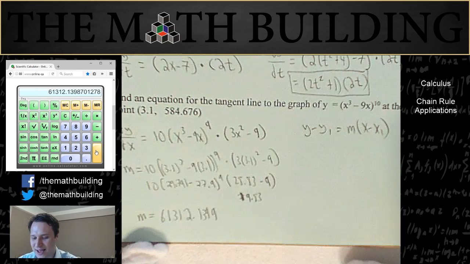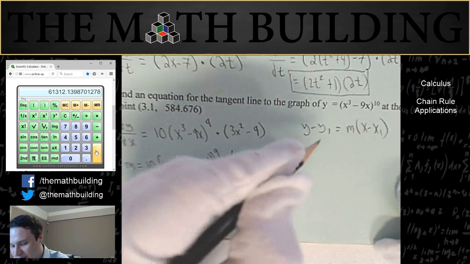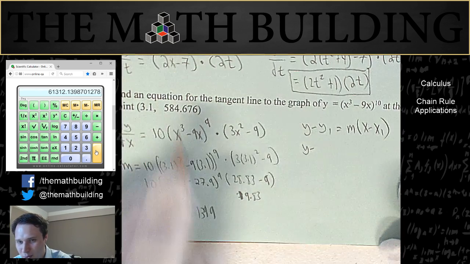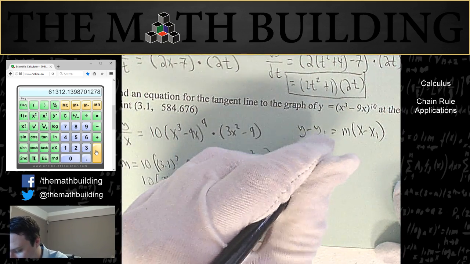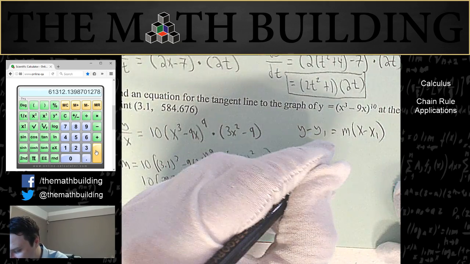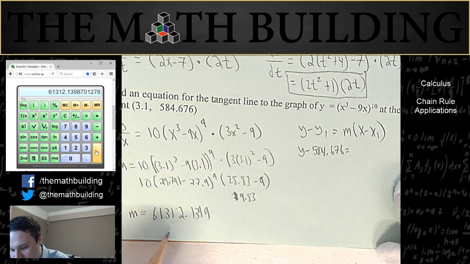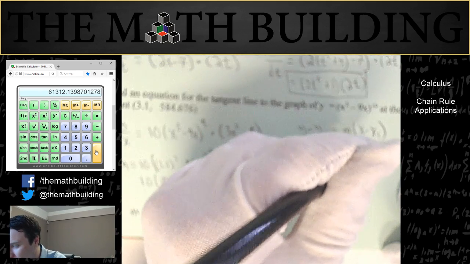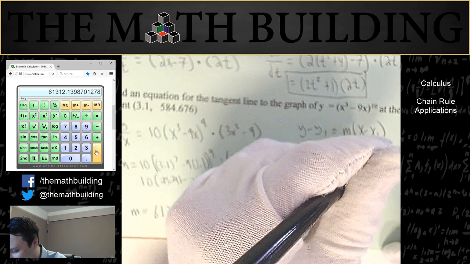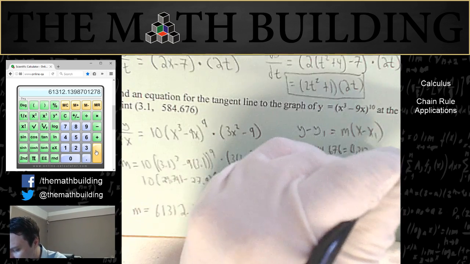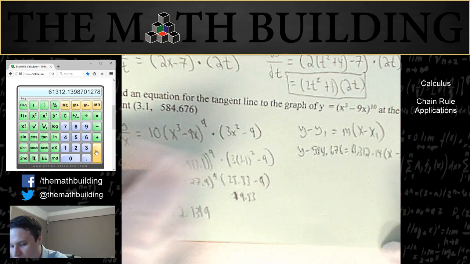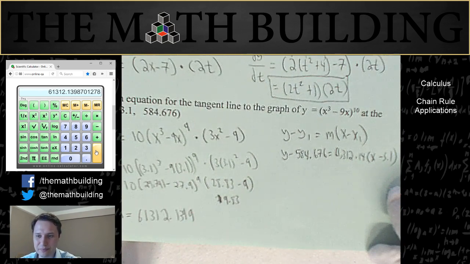So let's use our point slope equation, y minus y1 equals m times x minus x1, and let's find the actual equation of that. So that's going to be y minus the y point, 584.676, is equal to our slope, 61,312. I'll round that to .14, times x minus 3.1, which was our x point.